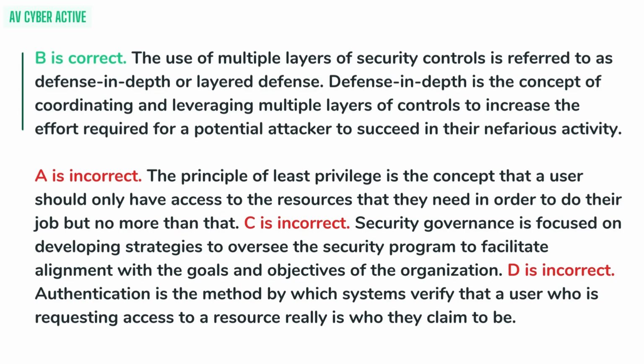A is incorrect. The principle of least privilege is the concept that a user should only have access to the resources that they need in order to do their job, but no more than that. C is incorrect. Security governance is focused on developing strategies to oversee the security program to facilitate alignment with the goals and objectives of the organization. D is incorrect. Authentication is the method by which systems verify that a user who is requesting access to a resource really is who they claim to be.